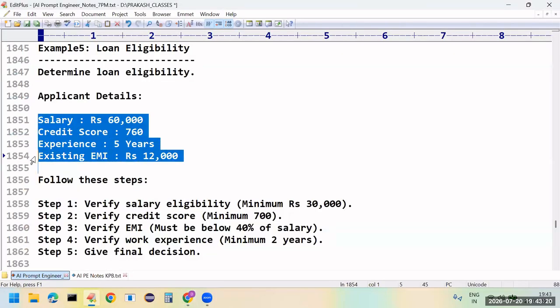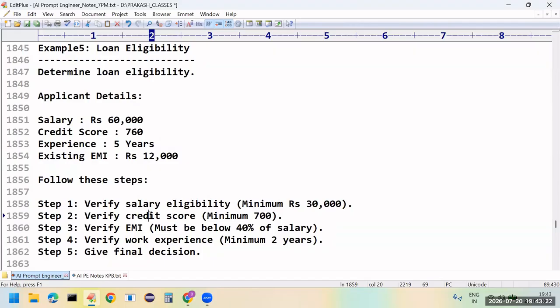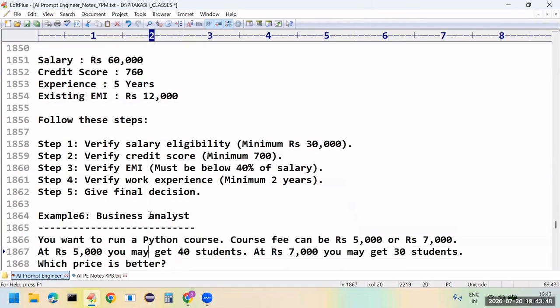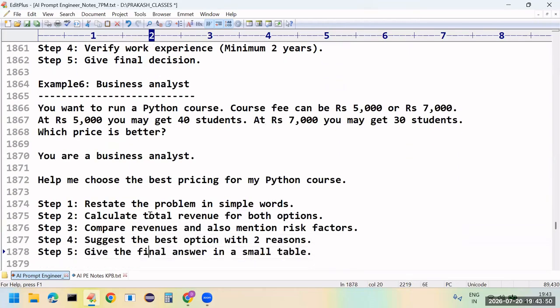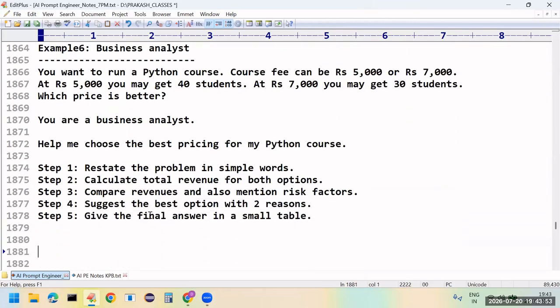Sir, by considering all these things, it got the decision. You understood? We are giving steps, and based on those steps, it will identify. Clear, friends? Please confirm. Please respond. Clear? Yes, yes. Now, let's see the next example.